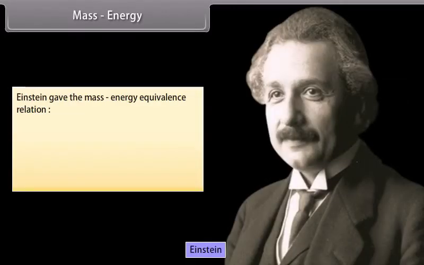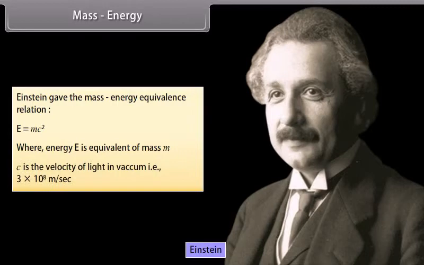Mass energy. Einstein gave the mass-energy equivalence relation, E is equal to mc square, where energy E is equivalent of mass m. c is the velocity of light in vacuum, that is 3 into 10 raised to the power 8 meter per second. Nuclear binding energy. Mass defect.